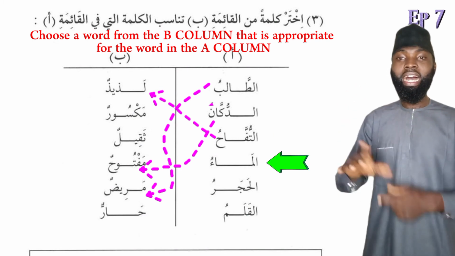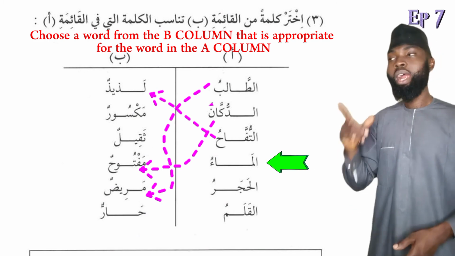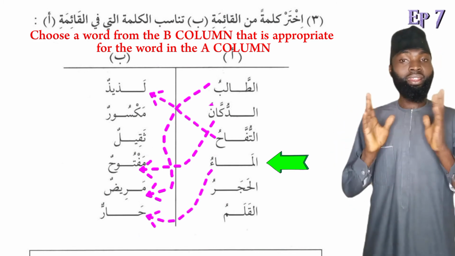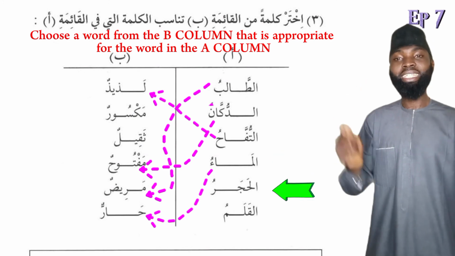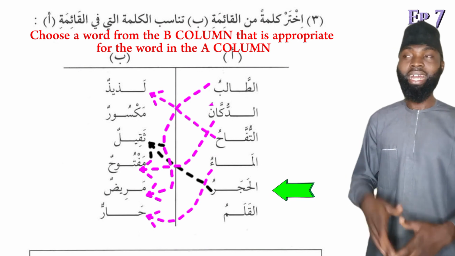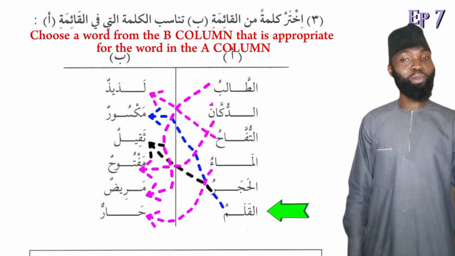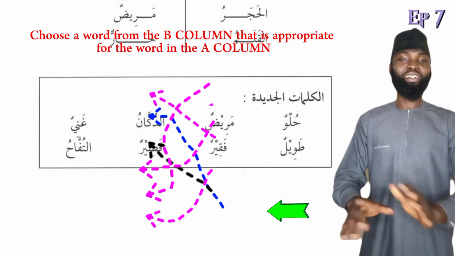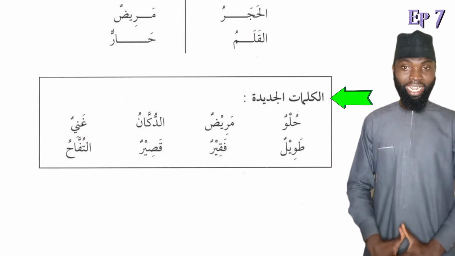Then we have al-ma'u, the water. What happened to the water? Al-ma'u harrun. Now we can use harrun. The water is hot. And lastly, okay, before that, al-hajaru, the stone. Thaqilun is heavy. And al-qalamu, the pen, maksurun, is broken. MashaAllah. Now, lastly, on this page, we have al-kalimatul jadida, new vocabulary again to be learned.